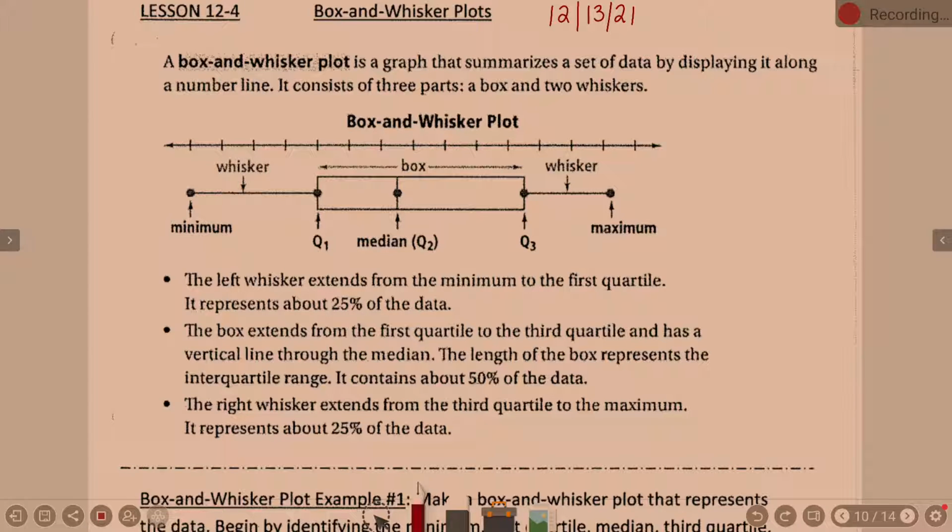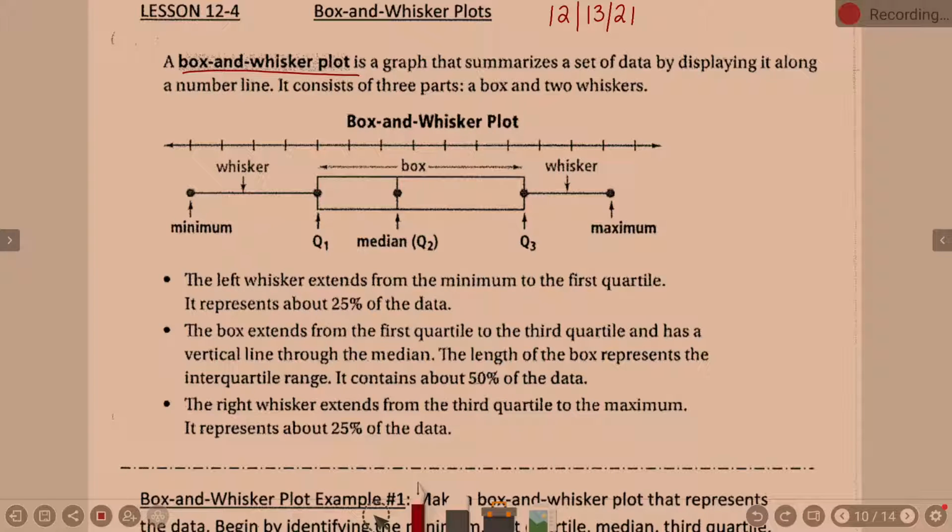Okay, box and whisker plots it is then. Box and whisker plots is what this is. It's a box with whiskers on either end. When we talk about a box and whisker plot, it's a graph and it's a way to display data. Officially, it says a graph that summarizes a set of data by displaying it along a number line. It consists of 3 parts, a box and 2 whiskers.